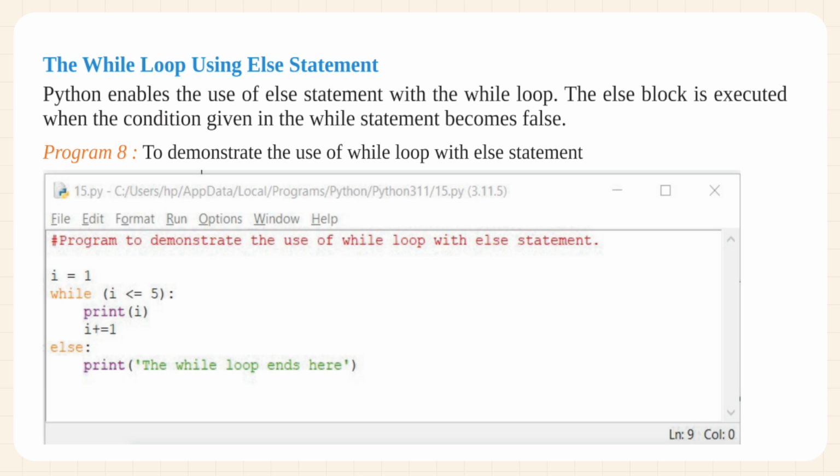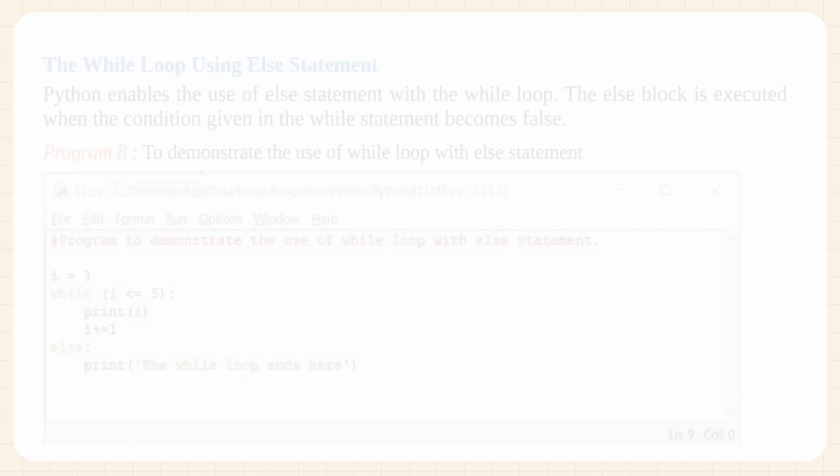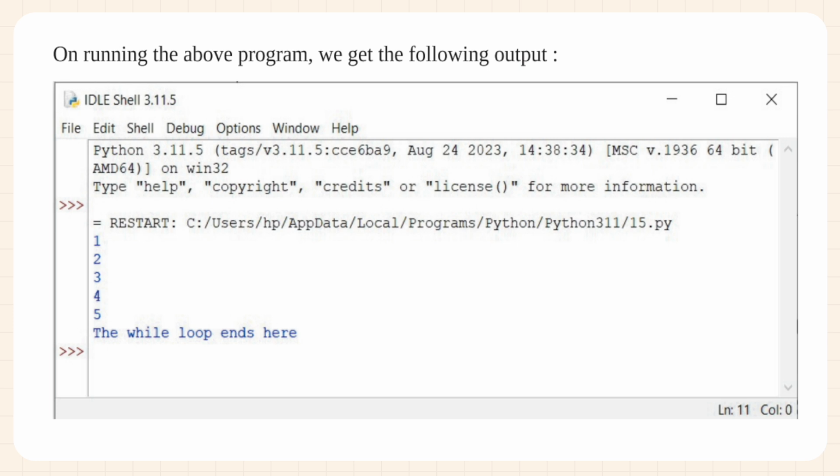The while loop using else statement. Python enables the use of else statement with the while loop. The else block is executed when the condition given in the while statement becomes false. Program 8 to demonstrate the use of while loop with else statement. On running the above program, we get the following output.